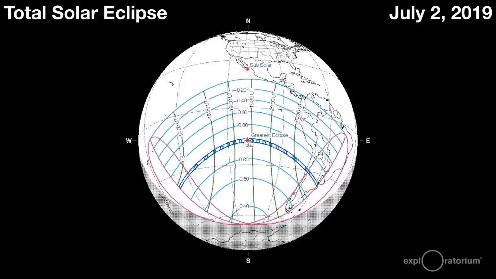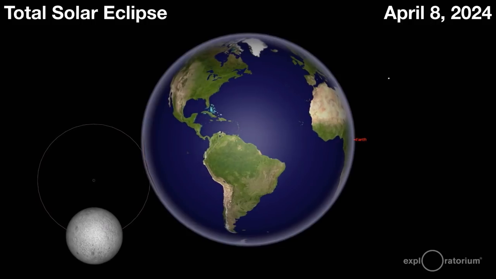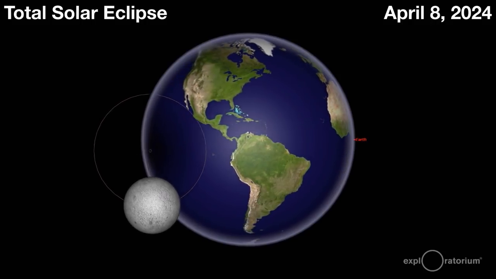The next big one for the U.S., however, for you to go outside and see, well, you'll have to travel a little bit, is on April 8th, 2024. And here we're going to look at it as if we were on the sun. Here you're going to see the moon move across the surface of the Earth, and you'll see there's a target, a little red circle with a little teeny red circle in the middle.